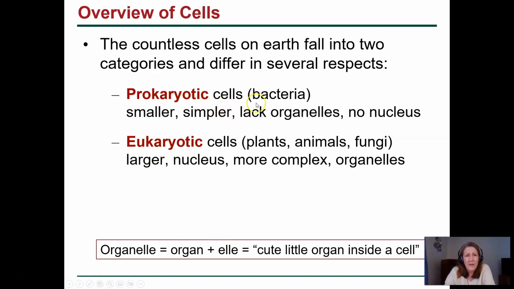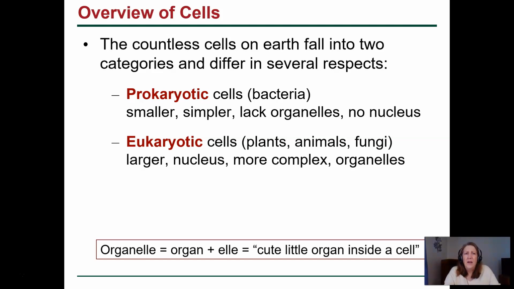Prokaryotic cells are bacteria. They're going to be much smaller. They're simpler. They lack organelles and they have no nucleus. Eukaryotic cells, this is going to be your plants, your animals, your fungi. They're going to be bigger. They have a nucleus. They're more complex. They have organelles. I have pictures of these on the next page.